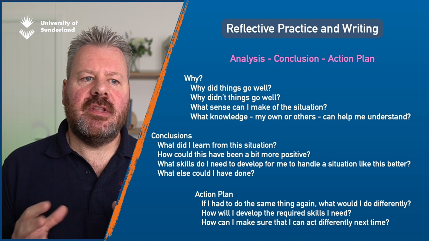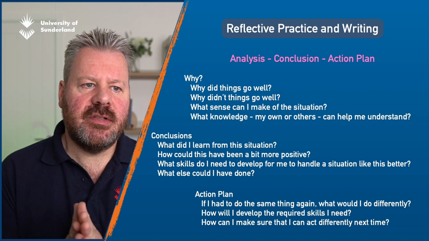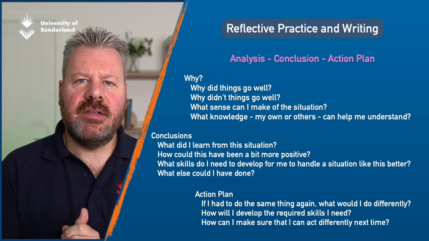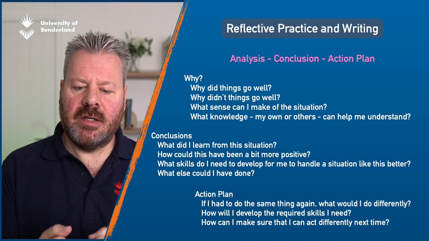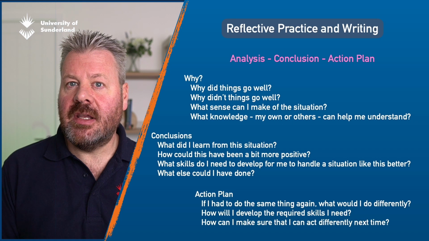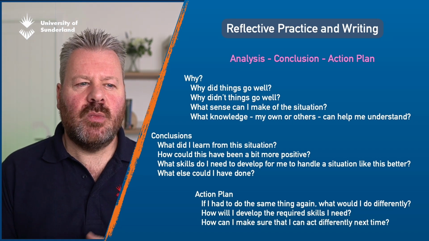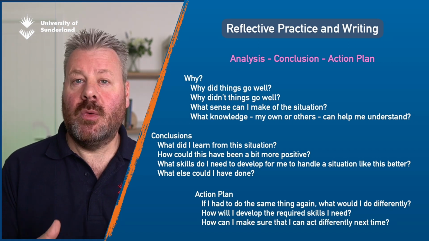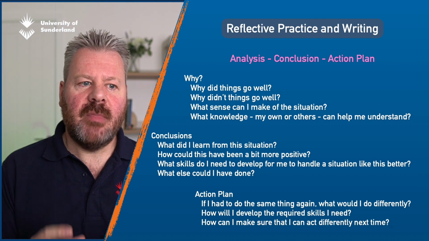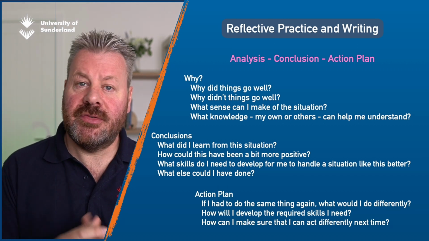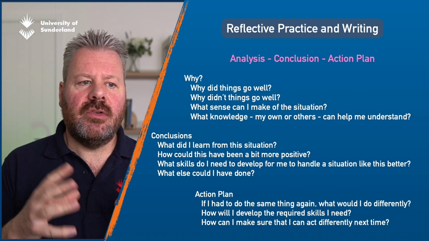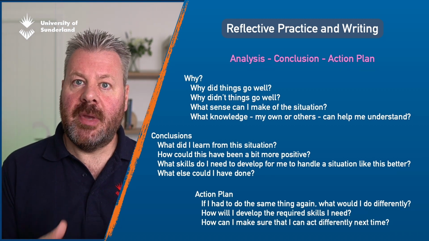Then we move on to the analysis, conclusion, and action plan section, the second part of it. So this is where you're really going to show how you're picking something apart. You're really demonstrating your critical thinking, your professional status. So why didn't it go well, or why did it go well? And what sense can you make of it? What knowledge, either your own or others, and this is where literature can come in to support your ideas, what knowledge can help you understand the situation better?